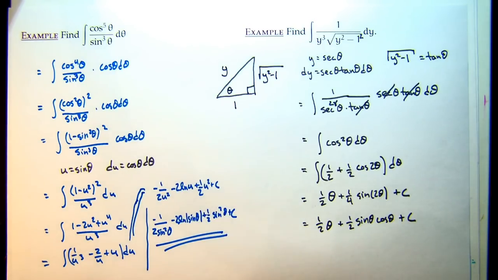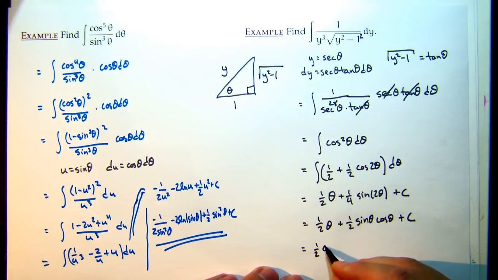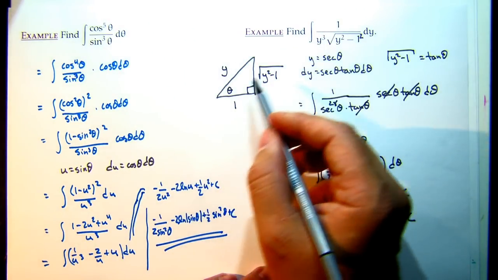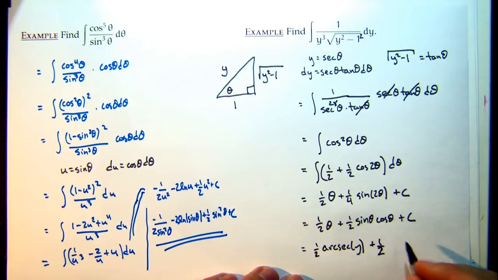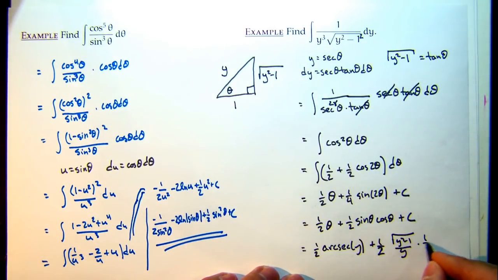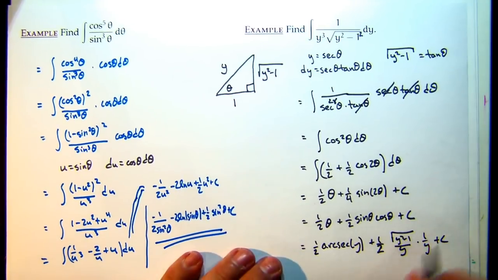And so, what do I have? Well, this will be 1/2 theta. Well, theta is arcsecant of y plus 1/2, well, sine theta. Sine is opposite over hypotenuse, square root y squared minus 1 over y. Cosine theta, adjacent over hypotenuse, 1 over y, and then plus c. So if I wanted to, I could rewrite this as 1/2 arcsecant of y plus square root y squared minus 1 over 2y squared plus c.